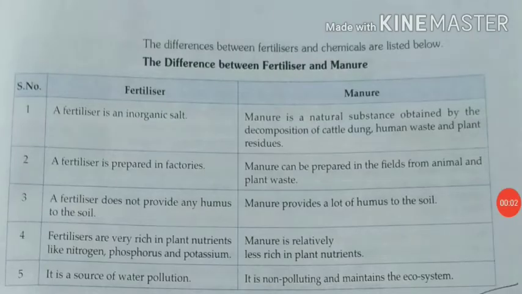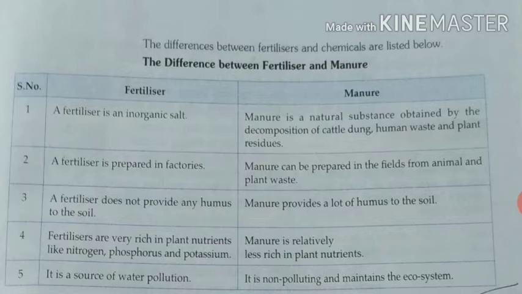So now let's see what are the differences between fertilizers and manure. So let's start with fertilizer. A fertilizer is a salt or an organic compound. What is manure? A manure is a natural substance obtained by the decomposition of animal wastes like cow dung, human waste, and plant residue. Next, a fertilizer is prepared in factories. Definitely, fertilizers are chemical substances and they are made in factory. Manure can be prepared in the field from animal and plant waste.